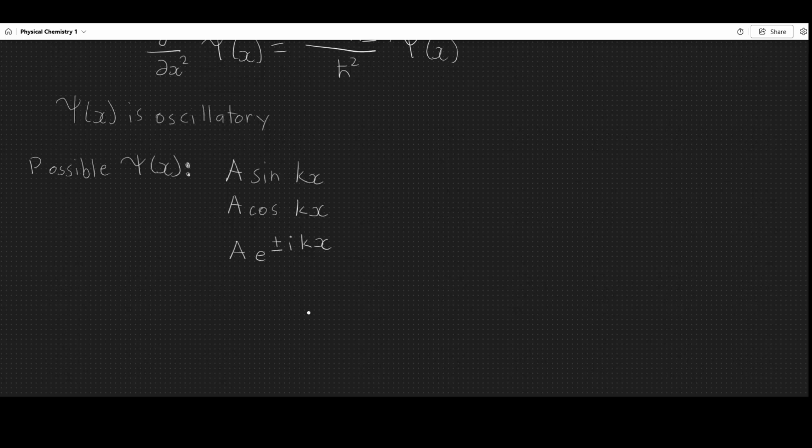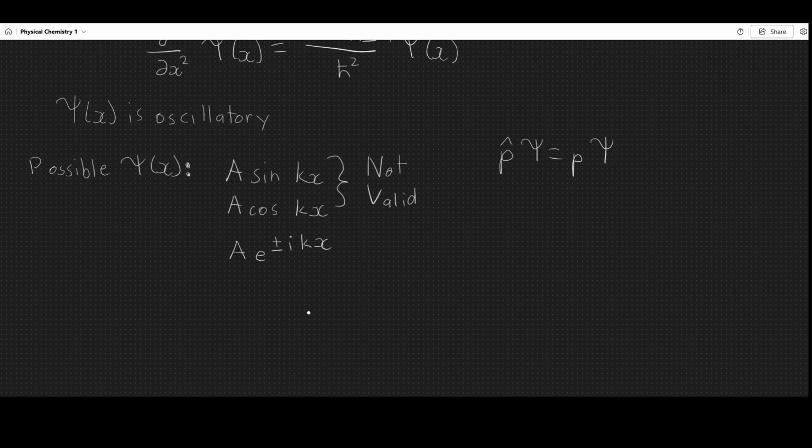And all three of these solve Schrodinger's equation. So how do we decide which one works? Or maybe all three of them are fine. Well, actually, these two are not valid. And the reason for that is that they don't satisfy this eigenvalue equation.